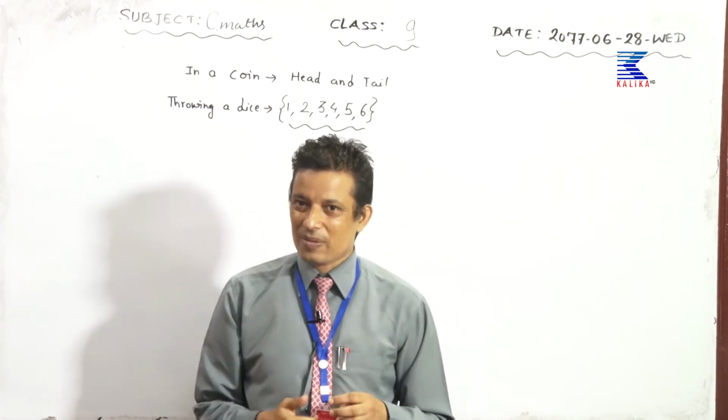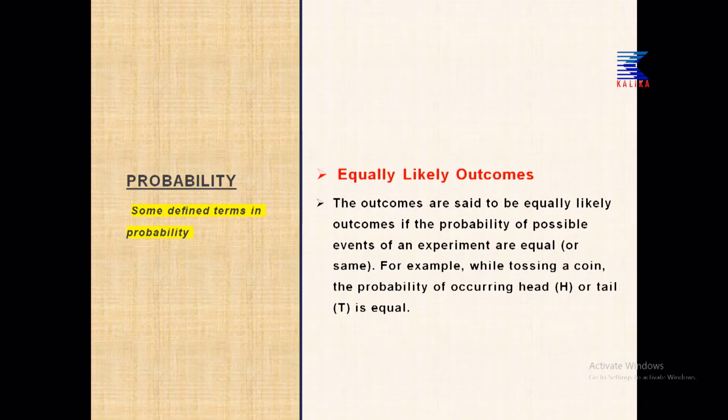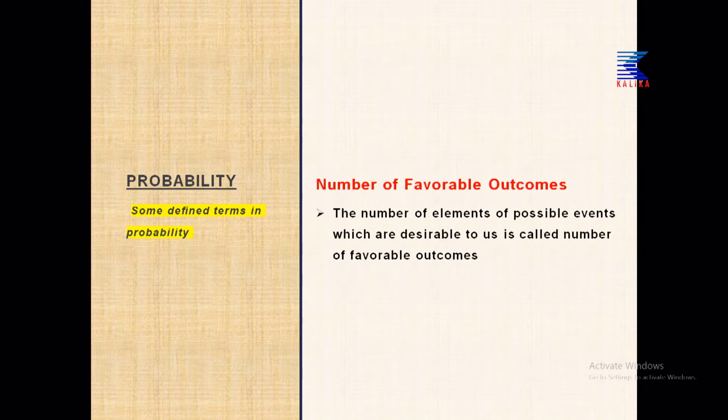Okay, again from the slide, please. So, this is the definition of equally likely outcomes. Next, number of favorable outcomes. Now, favorable is a new word, but it is clear by the term. The outcomes which are in your favor are known as favorable outcomes, those which are desirable to us.